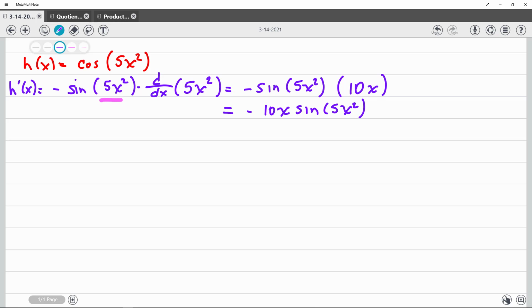But it's important to note when you use the chain rule, typically we will say the derivative of the outside and then times the derivative of the inside. So you have to recognize that there is an outside and an inside.